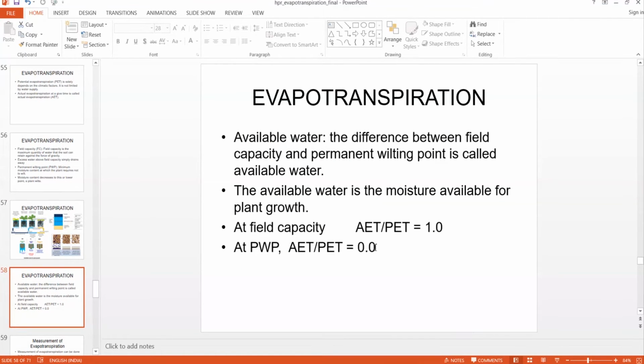So at field capacity, the ratio of actual evapotranspiration to potential evapotranspiration is 1.0. That means at field capacity, actual evapotranspiration is equal to potential evapotranspiration. And at permanent wilting point, since there is only hygroscopic water which cannot be released by the soil, actual evapotranspiration is 0. Therefore the ratio of actual evapotranspiration to potential evapotranspiration is 0 at permanent wilting point.